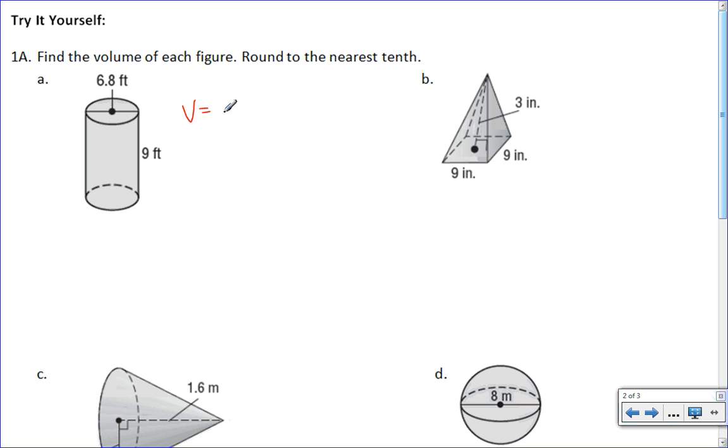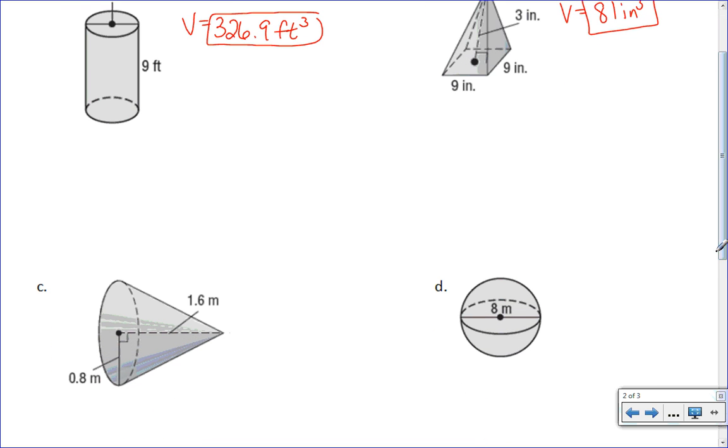Okay, for this first one, this is a cylinder. It has a volume of approximately 326.9 cubic feet. The pyramid for B has an approximate volume of 81 cubic inches. For C, this cone has a volume of approximately 1.1 cubic meters. And the sphere for D has a volume of approximately 268.1 cubic meters.